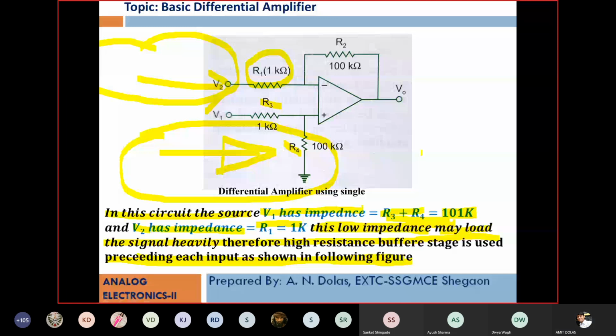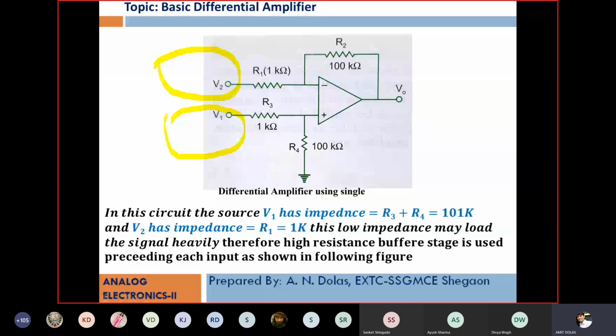here, into the V2 network, that is the inverting terminal, and into the non-inverting terminal, we use a buffer. We use a buffer for both the stages. So along with this differential amplifier stage, which is the basic instrumentation amplifier, we use 2 buffers. So there will be a total of 3 operational amplifiers, which will provide you a good or better instrumentation amplifier.